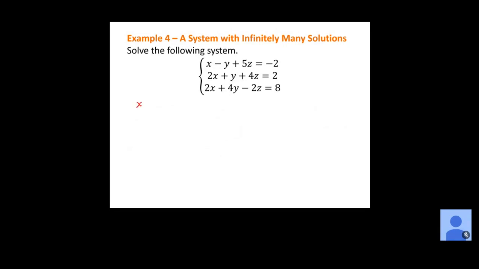Good. All right, so we'll do x minus y plus 5z equals negative 2. Take our second equation, 2x plus y plus 4z equals 2. In this case, we already have a negative y and a positive y, so nothing needs to be multiplied. We can just go ahead and add them together. We have x and 2x, should be 3x. Y's are going to cancel, 5z plus 4z is 9z. We have our negative 2 and our positive 2, so that's going to give us 0 on that side. And so we eliminated y. So now what?